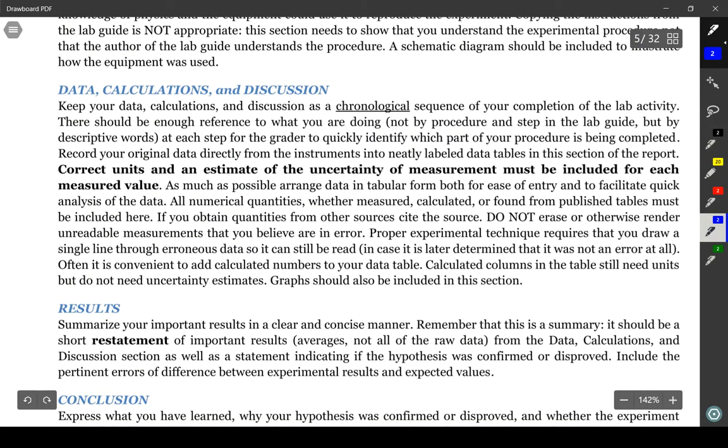Data calculations and discussion is one section that should be a chronology of what you did in lab. And it shouldn't just be data and calculations. It should also have the discussion like, okay, now I'm doing this. This happened that wasn't good. You know, I had to change and do this. Those kinds of comments should be there because that's part of the actual experiment.